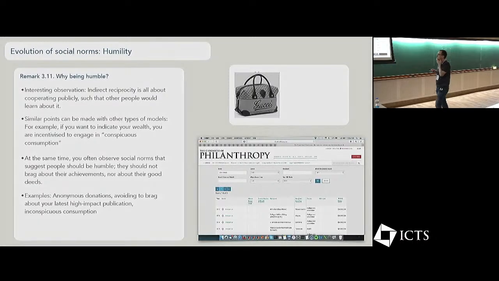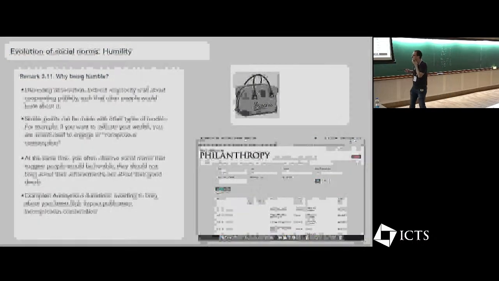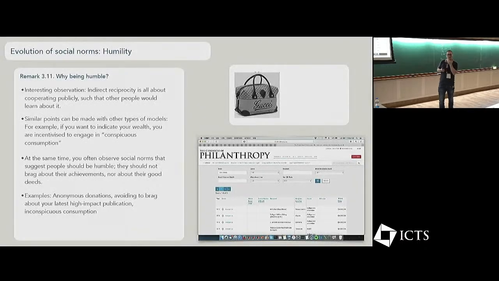Just to give you some examples, one example is anonymous donations. If you believe in indirect reciprocity, this would tell you that if I donate to a charity, I should always do it in public, because there's really no point in doing it anonymously. But still, there are a lot of people donating anonymously.